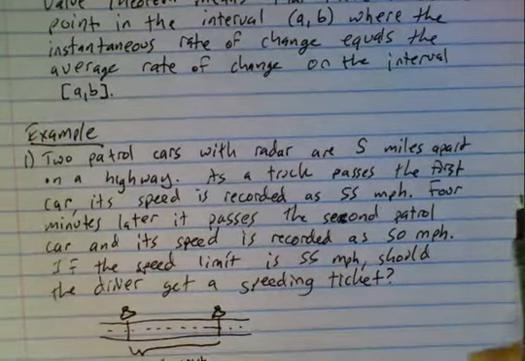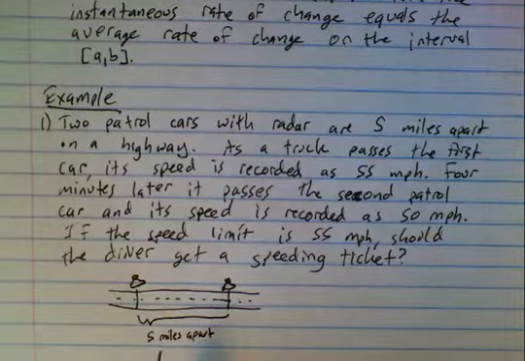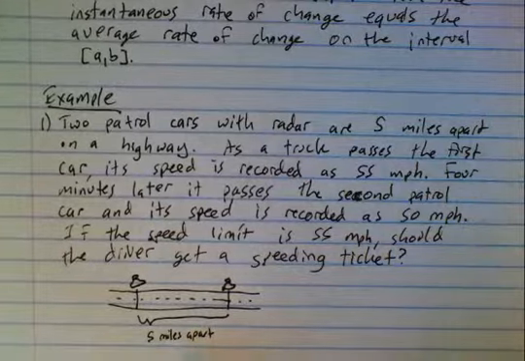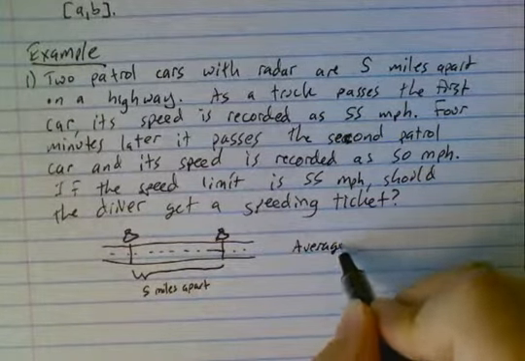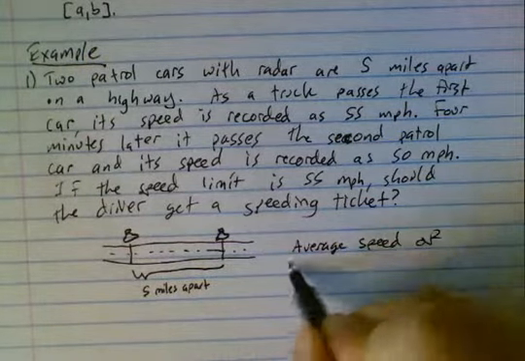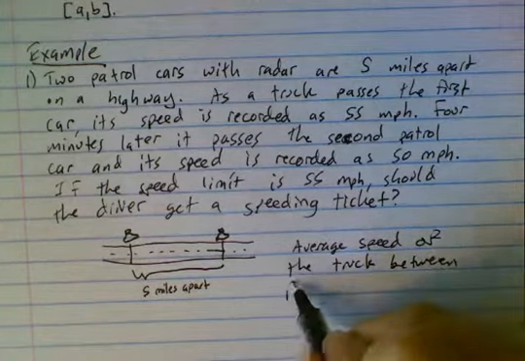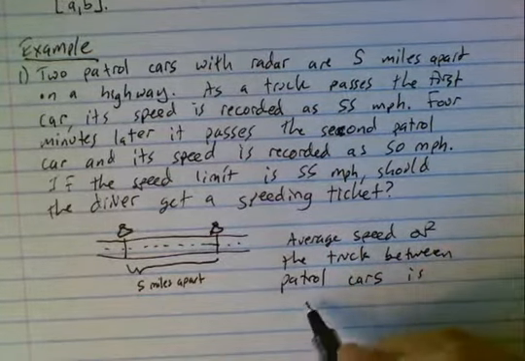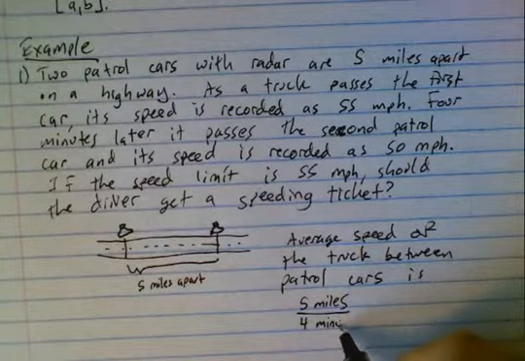Now, one of the things that's hidden in the problem here is that it takes the truck 4 minutes to go all this distance. So that means that the average speed of the truck between patrol cars is 5 miles in 4 minutes.